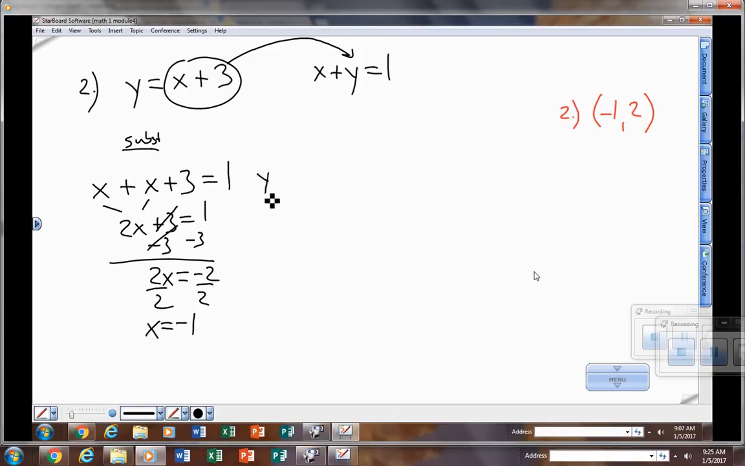Take that negative 1, I'm going to plug it into that first equation where x was, I plug in negative 1, and then negative 1 plus 3 gives me 2. So that answer is negative 1 for x, 2 for y.